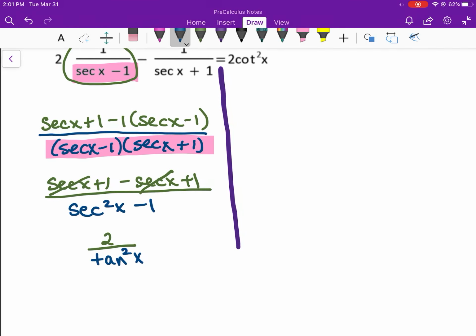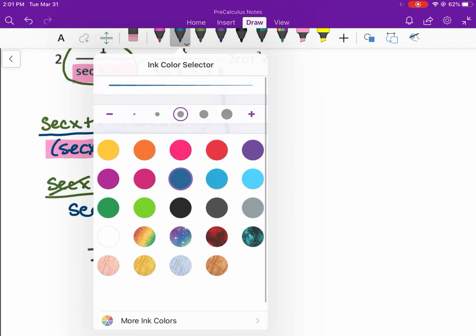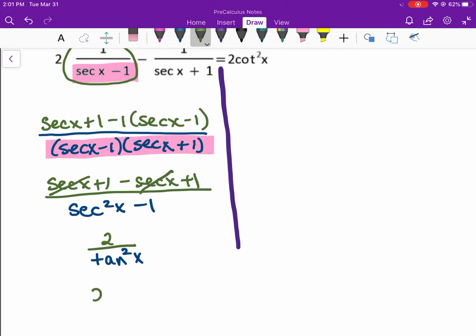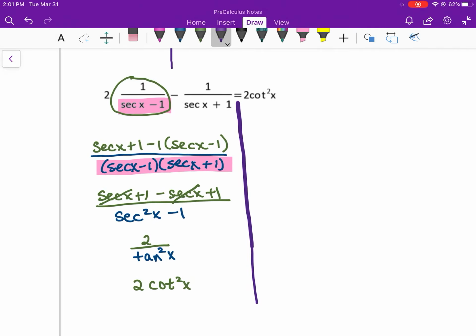And then all I need to do to finish it is bring that up to the top. And we got it. So our fence there continues. Again, you know you're finished when what you end with is the other side of the problem.